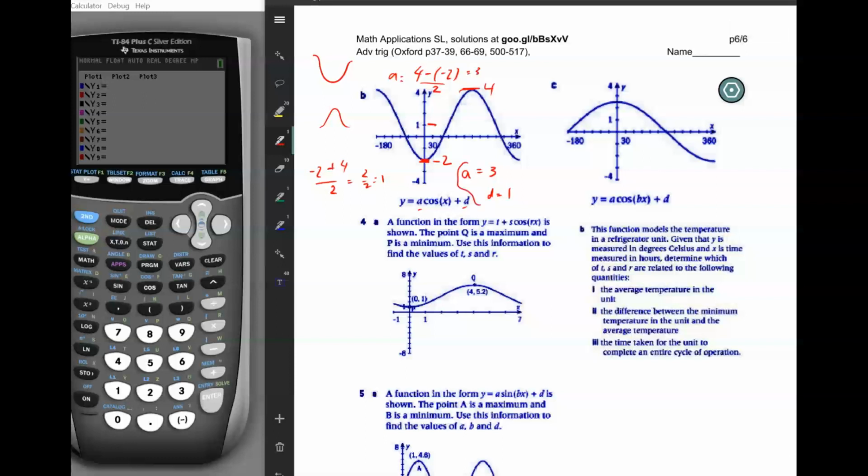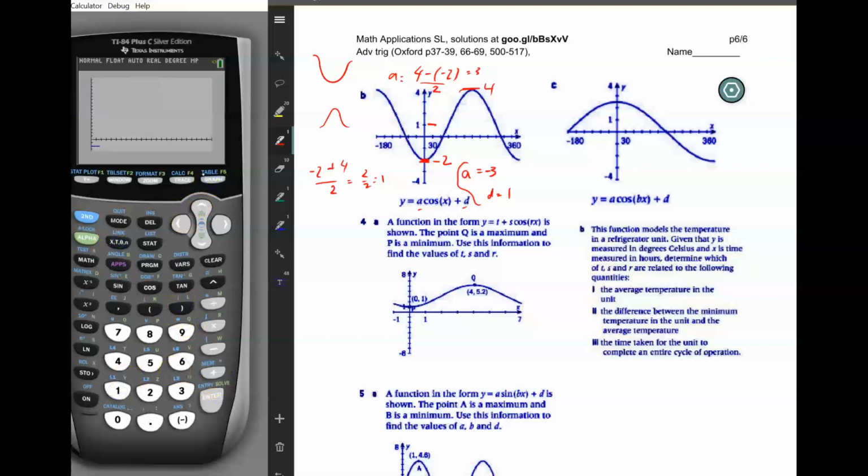Oh, but we forgot. A should be negative because this is a frown instead of a smile, so it should be a -3 instead of a +3. Okay? All right. And you can check that. You could go to your calculator and type in -3 cosine x plus 1. And you could check to see that it matches the picture.